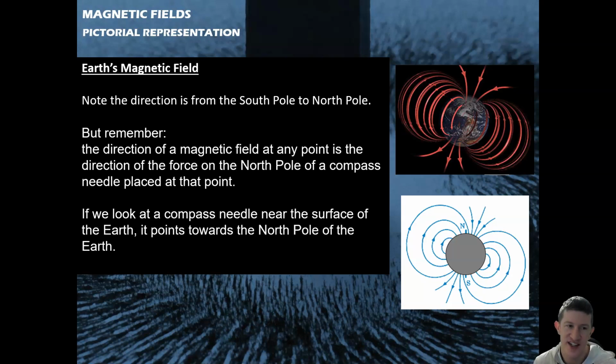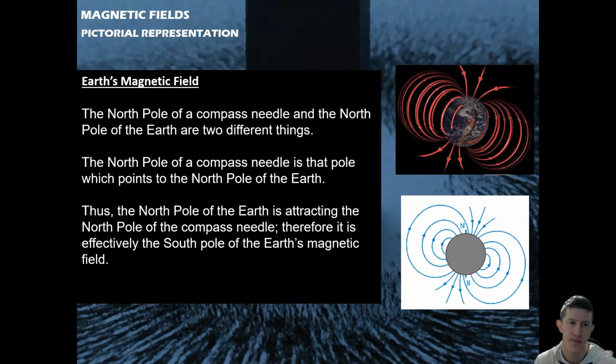But remember we just said that the direction of a magnetic field at any point is the direction of the force on the North Pole of a compass needle placed at that point. If you look at a compass needle near the surface of the Earth, it points towards the North Pole of Earth. Therefore, the North Pole of a compass needle and the North Pole of Earth are actually two different things.